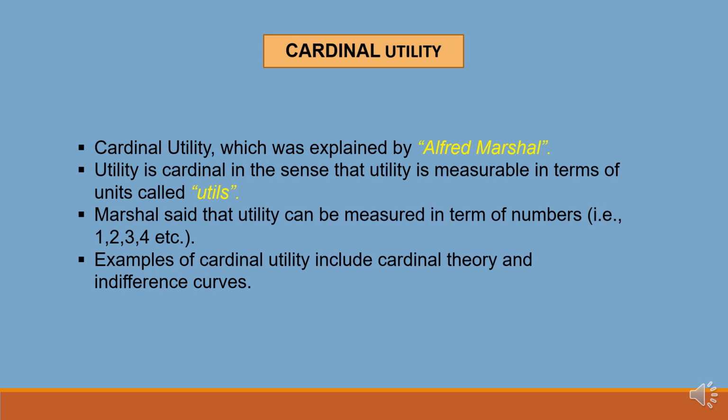Now we are going to see what cardinal utility is. According to cardinal utility, which was explained by Alfred Marshall, utility is measurable in terms of units called utils. Marshall said that utility can be measured in terms of numbers, that is 1, 2, 3, 4, etc.